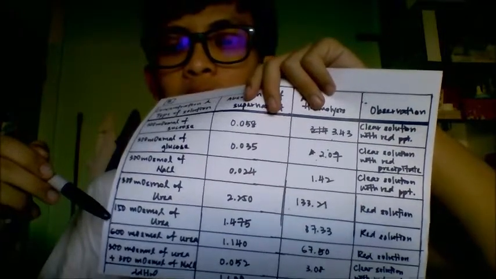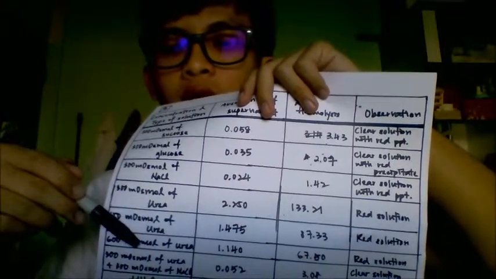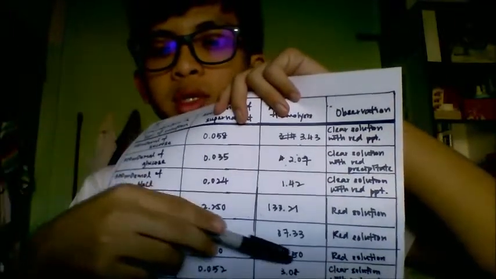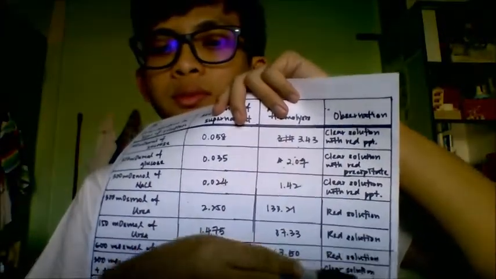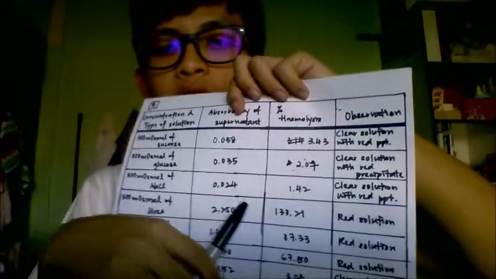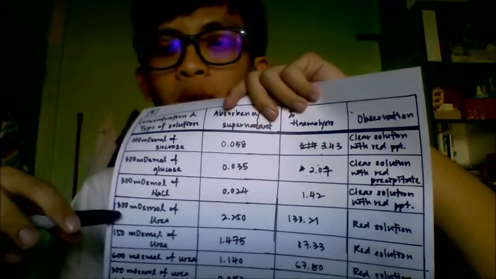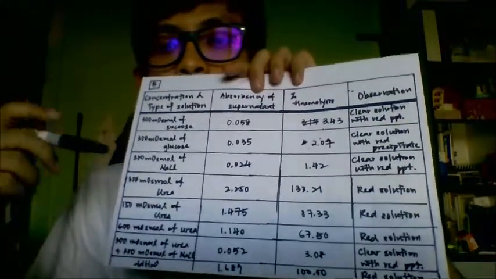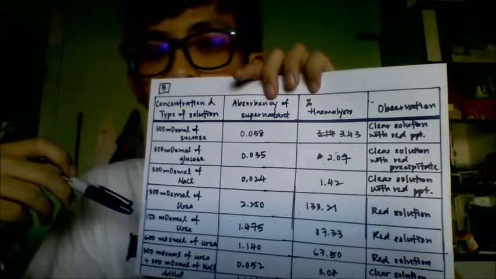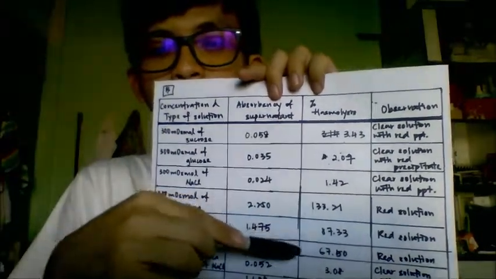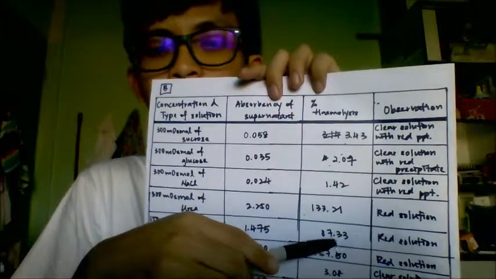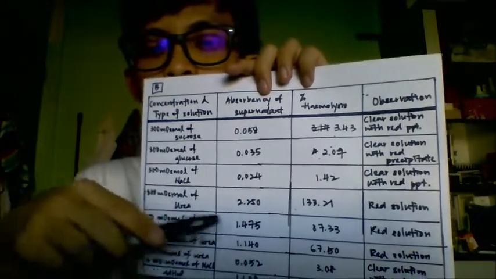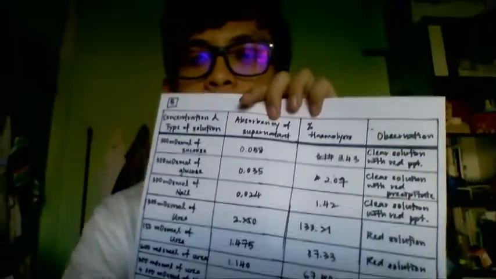Then we use 300 mOsmol of the urea, and also 150 and 600 osmolarity. For these three different osmolarities of the urea, the observation is a red solution, but the percentage of hemolysis for the 300 mOsmol is the highest, which is 133.21%. It goes down for the 150, where the percentage we get is 87.33, and for 600, the percentage we get is 67.5.